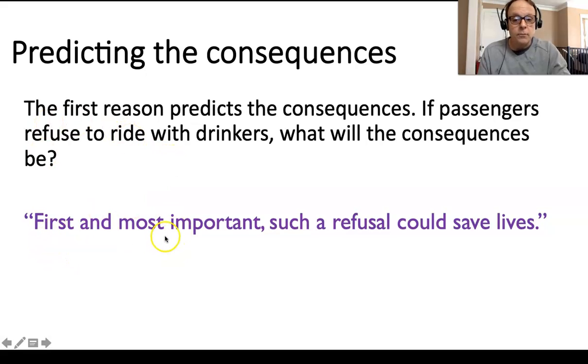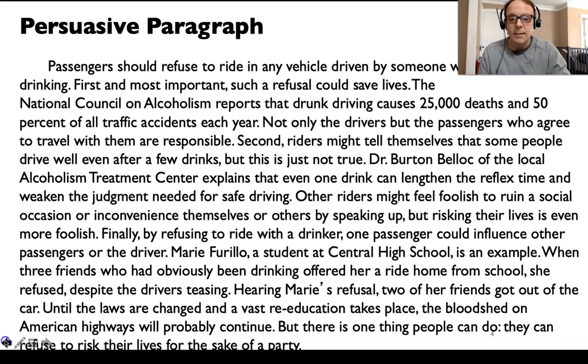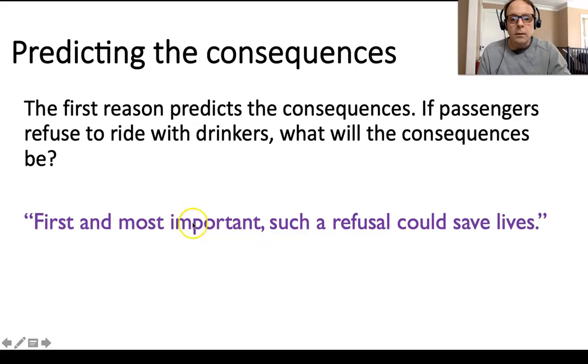And they say, first and foremost, you can go back to the passage if you want to see this one, right? It's right up here at the top. First and most important, such a refusal could save lives. In other words, they're telling people don't ride with somebody who's been drinking. And the prediction is, if you don't, it could actually save your life. And the implication, of course, the opposite is, if you do, it could risk your life. So that's the first one, and this is predicting the consequences.